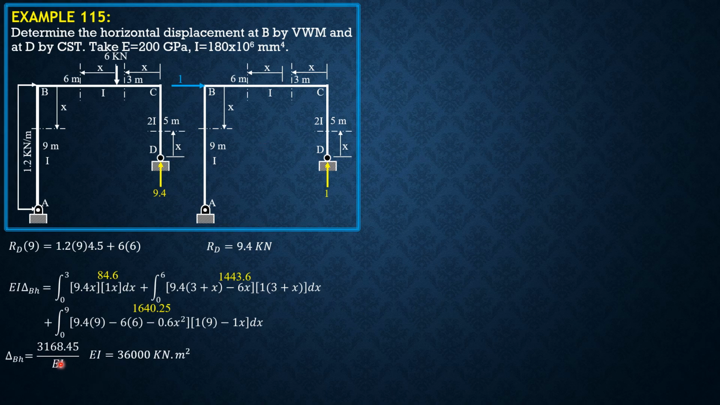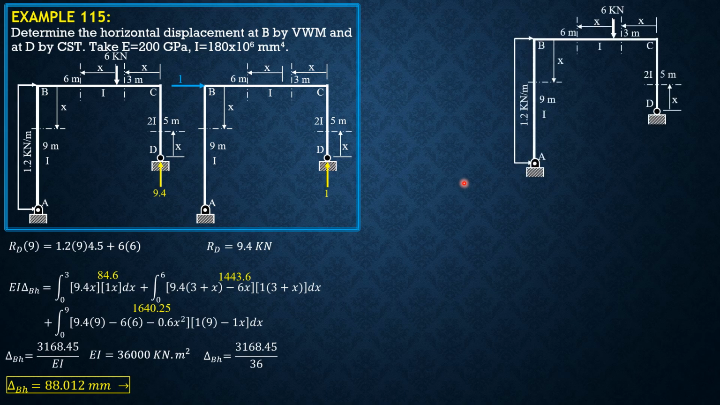So to convert this to millimeters, our experience suggests that we just divide this by 36. So delta BH is 3168.45 over 36. So delta BH is 88.012 mm rightward. Then by Castigliano's second theorem at D, we apply a force P at D horizontal to assume that the displacement is rightward or positive, as shown in the figure.